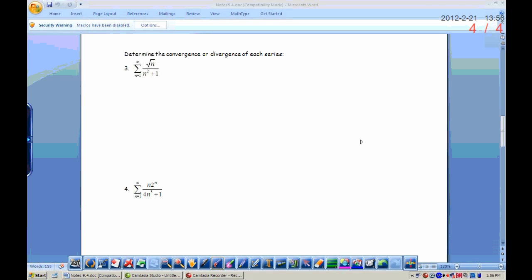So are we going to compare this one to a geometric or a p-series? P-series, good. Which p-series? One over n to the what? 3/2, right. So you basically have n to the 1/2 on top and n squared on the bottom, so that will reduce to 1 over n to the 3/2. Converge or diverge?